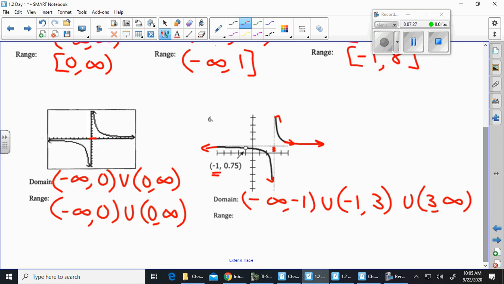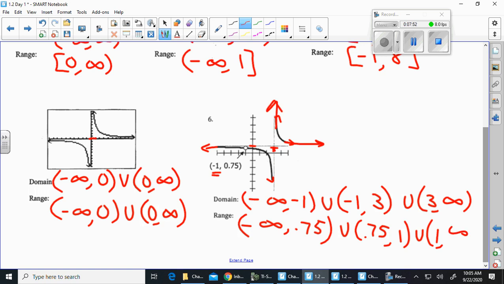Same thing with your range. It's got an arrow pointing down, but then it's got an open dot at 0.75. Then after 0.75, it has an asymptote at 1. And then after 1, it keeps going up forever and ever. So those are some strange things with a picture.